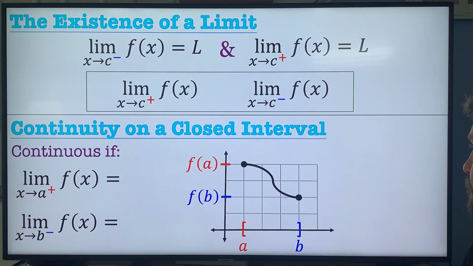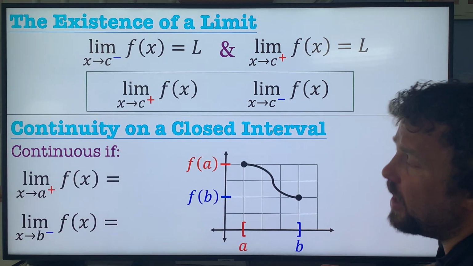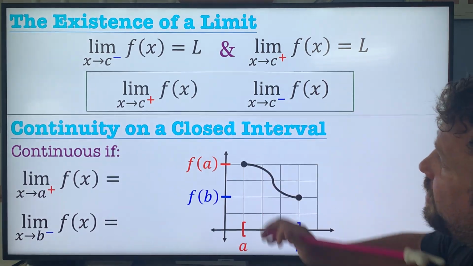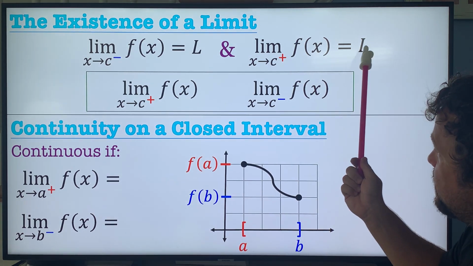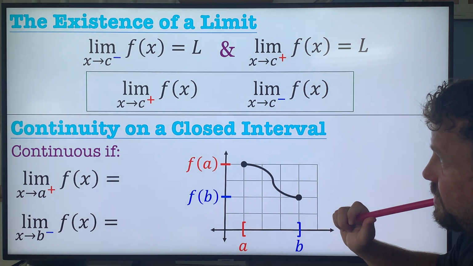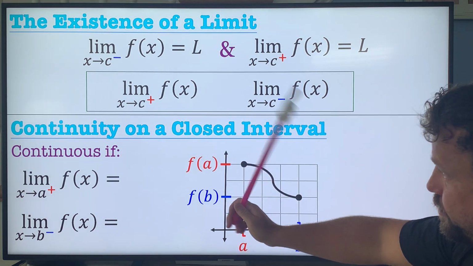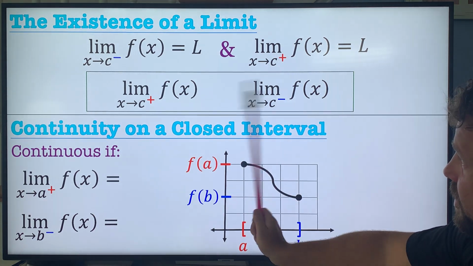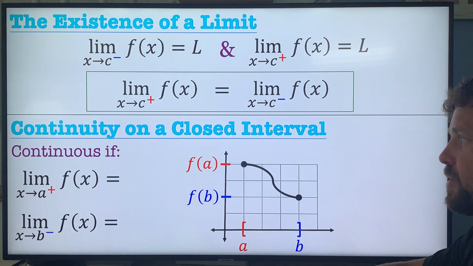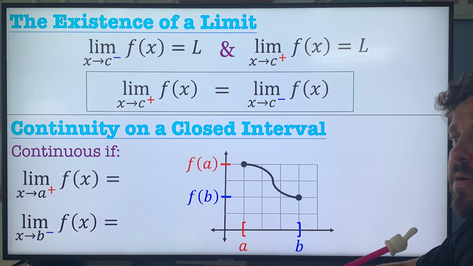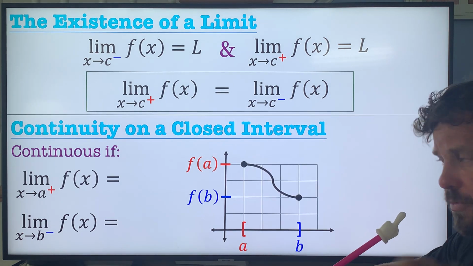Got it? All right. The existence of a limit. The limit of f of x equals L as x approaches c from the positive side, and the limit of f of x equals L as x approaches c from the negative side. There's actually a limit if what is true about these two things? If they are equal. We're getting a little repetitive, but repetitive isn't bad because it helps reinforce the answers.